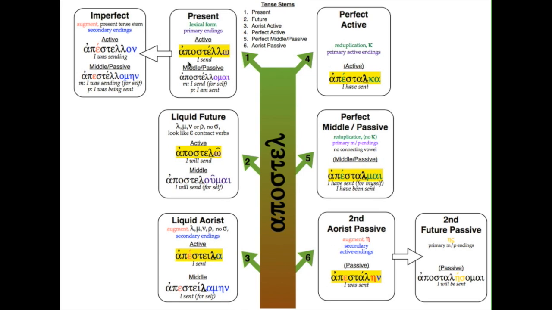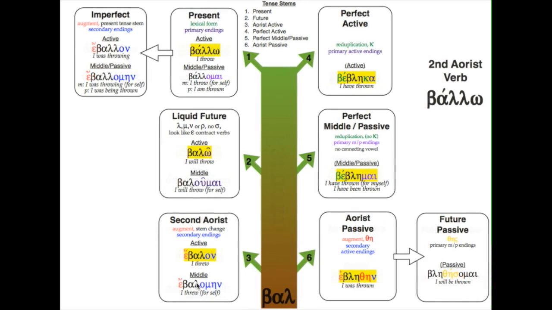Okay, so do you get it? If you had these six forms, you could make all the other forms. That's the deal with the principal parts. Apostello is a little twisted. Ballo is even more twisted, okay? Ballo means I throw, right?